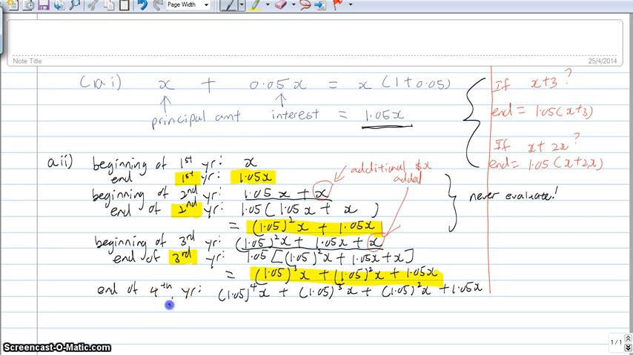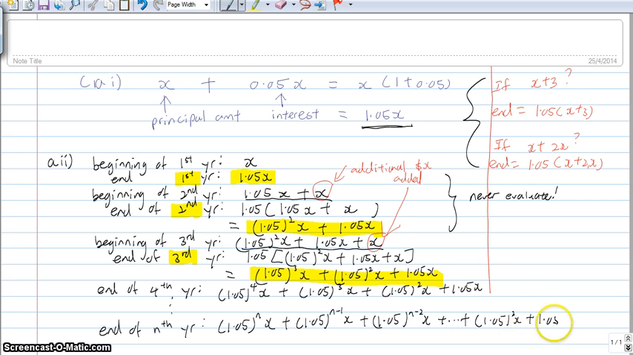So now let's deduce what is the nth year then. At the end of the nth year, I should have 1.05. If it's 4, it's 4 here, so if it's n, it will be n here as well. Plus 1.05 to the power n minus 1, x. Plus 1.05 to the power n minus 2, x, plus dot dot dot, all the way to 1.05 squared x plus 1.05x. So this is how we see the pattern.